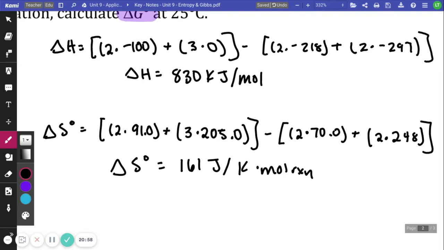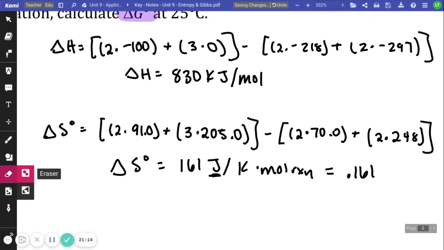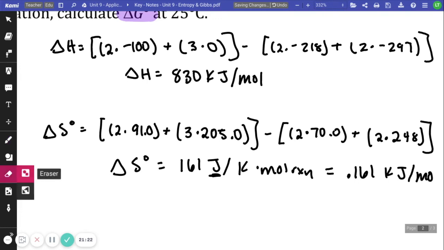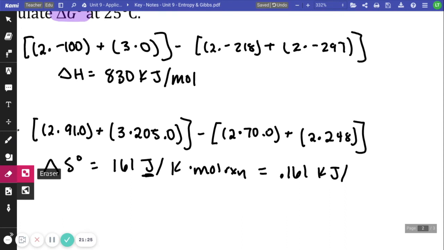Now, remember, whenever we are solving in the Gibbs-Helmholtz equation, we do need to convert that from joules to kilojoules, so just divide by 1,000. And when you do that, I got 0.161 kilojoules, not joules, kilojoules, because we've divided by 1,000, so we've converted into kilojoules. Goodness, I can't write this unit.